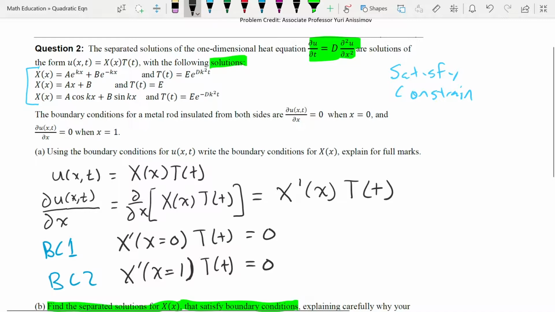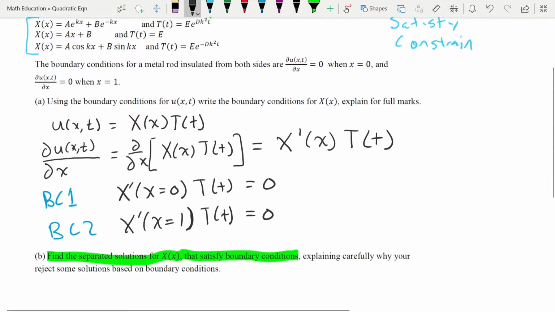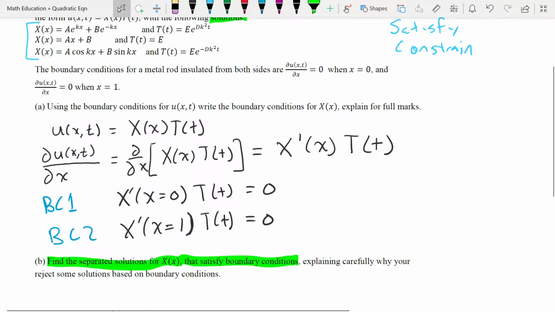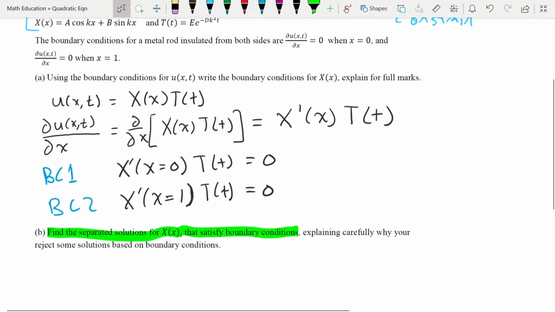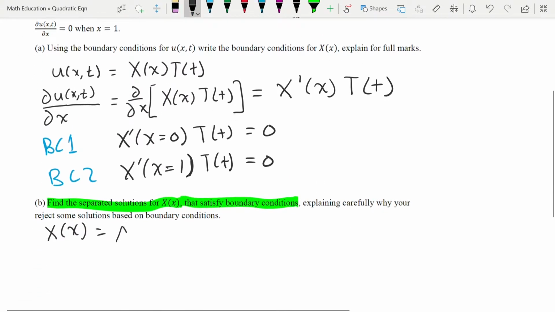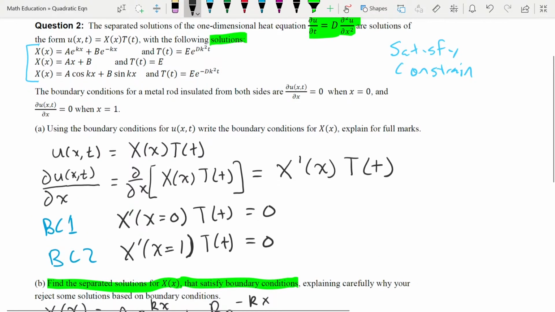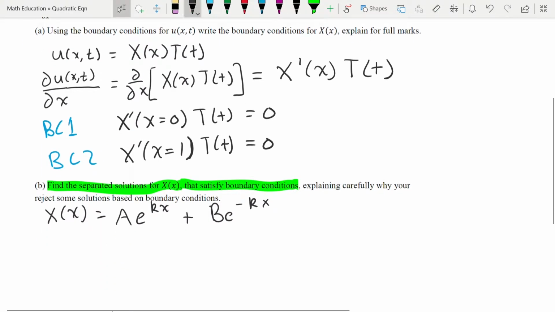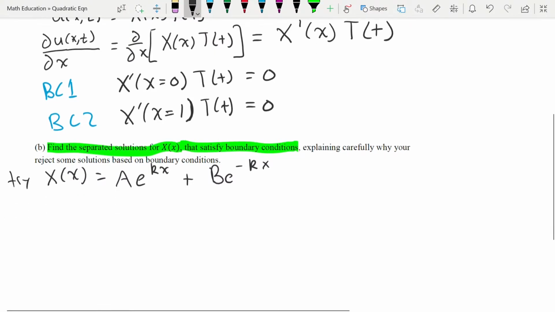So let's start off with the first set of solutions. Now we're going to assume that the boundary conditions are only on x, and that's safe given what we were given in part 1. So let's start off with X of x is equal to a e to the kx, plus b e to the negative kx. Copy that correctly. So try this case.